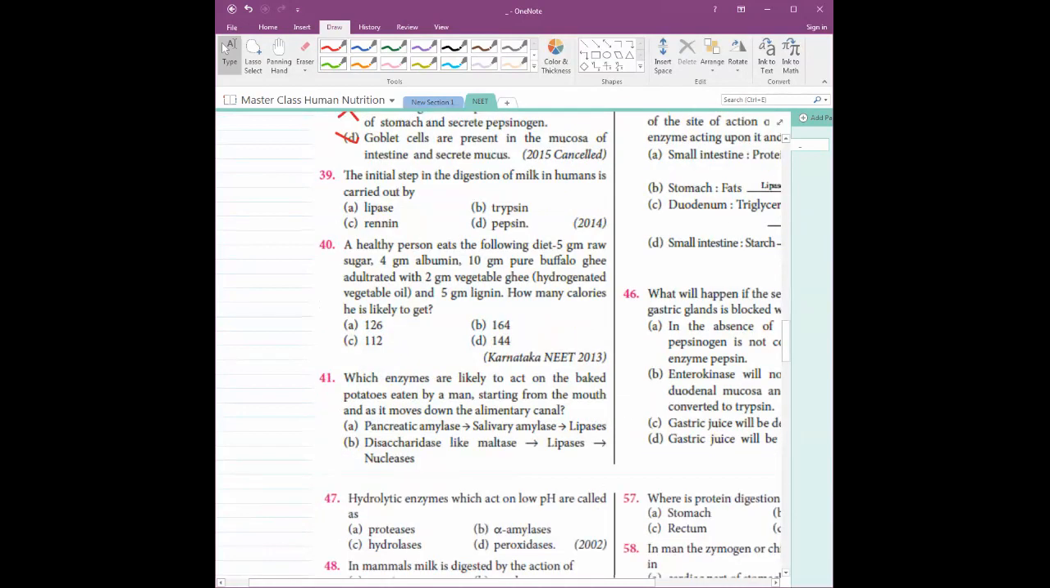Okay, sure. Next question goes to Darshanita. The initial step in the digestion of milk in humans is carried out by whom? Very simple. No, no, no. The first initial step, guys, don't be in a hurry. It is renin. Guys, what have we said? Renin is going to convert your casein into paracasein. Casein was soluble, paracasein was insoluble, right?